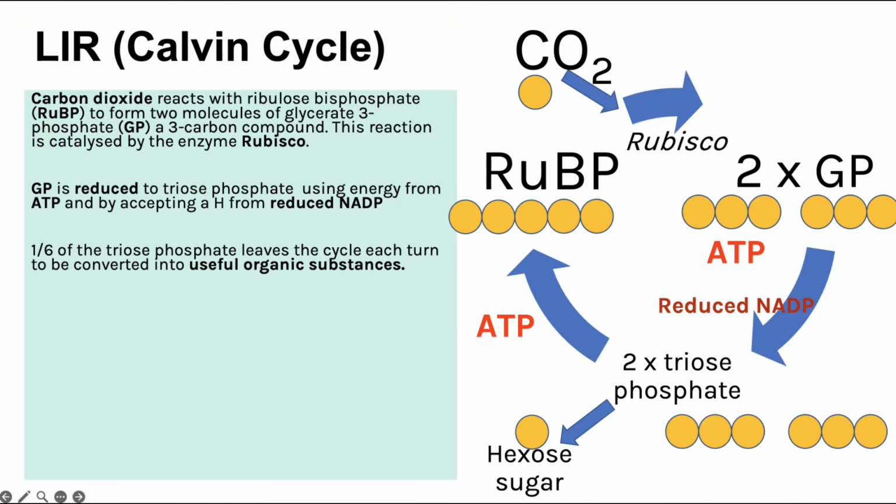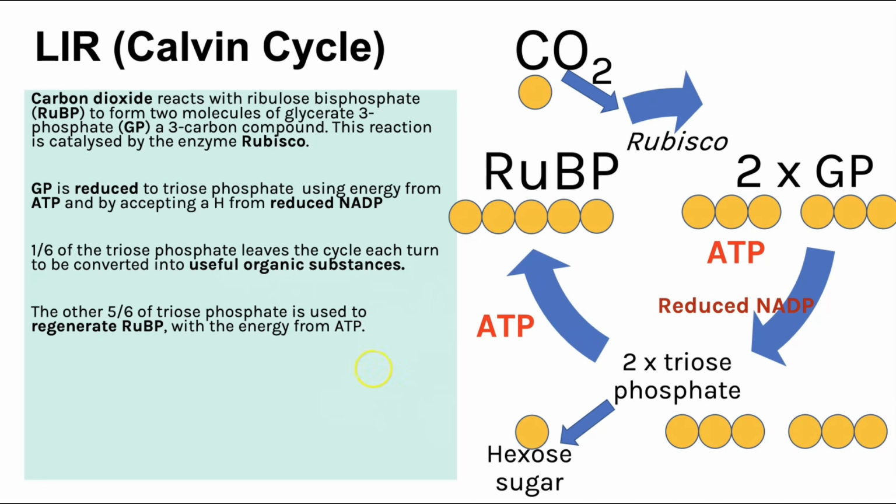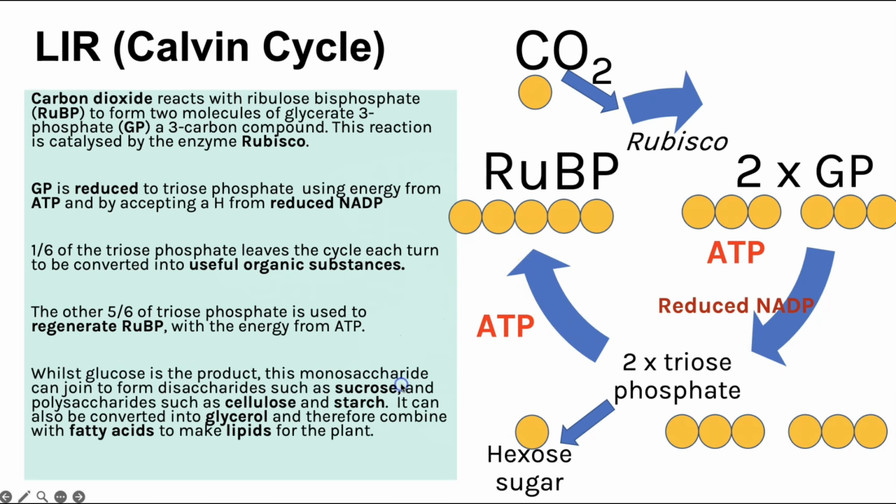From that triose phosphate, 1/6 of that molecule goes towards making a hexose sugar every turn of the cycle. So that's what we mean by useful organic substances. Anything that contains carbon, for example, it could go on to make glucose, which will be a respiratory substrate for the plant. The other 5/6 of that triose phosphate are used to regenerate RuBP, and we need energy from ATP for regenerating that RuBP.